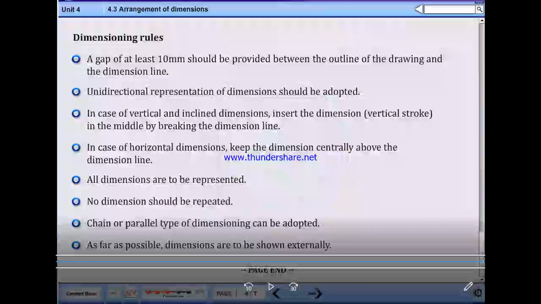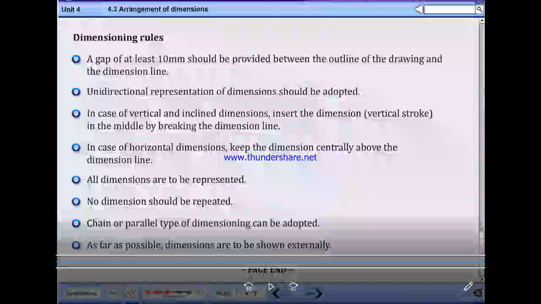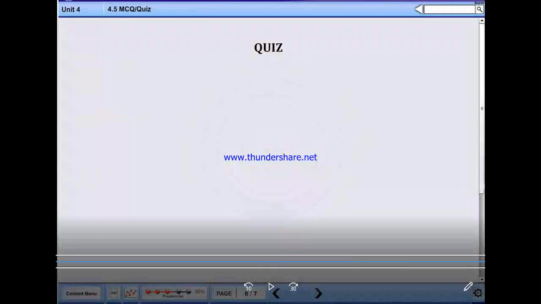All dimensions are to be represented. No dimension should be repeated. Chain or parallel type of dimensioning can be adopted. As far as possible, dimensions are to be shown externally.